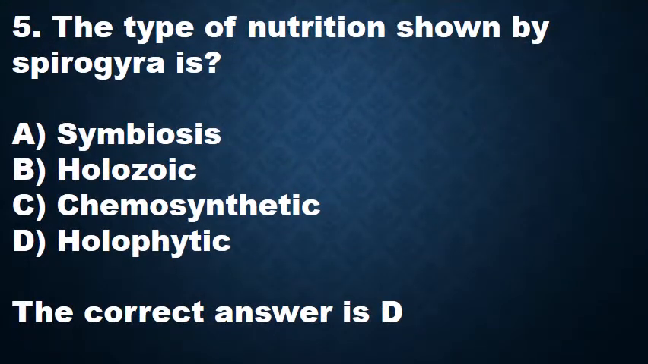5. The type of nutrition shown by Spirogyra is A. Symbiosis. B. Holozoic. C. Chemosynthetic. D. Holophytic. The correct answer is D.